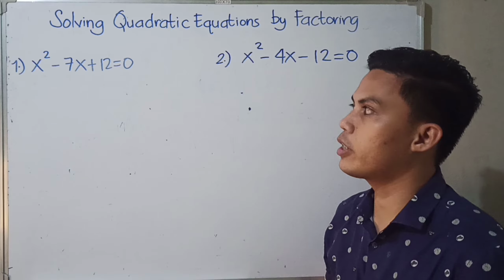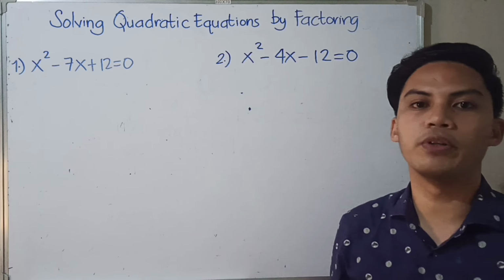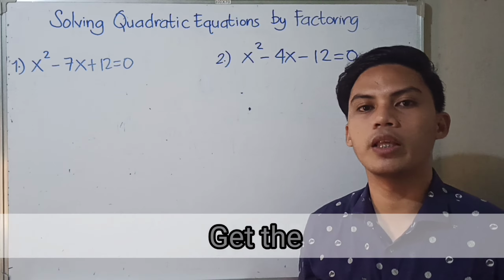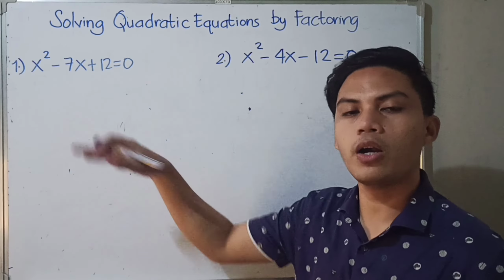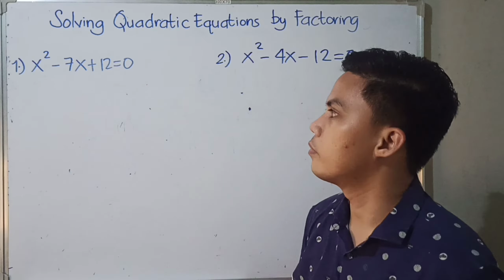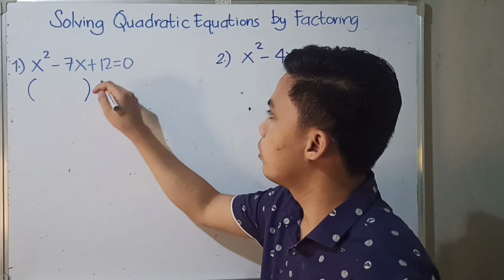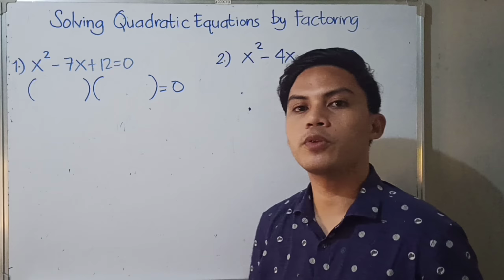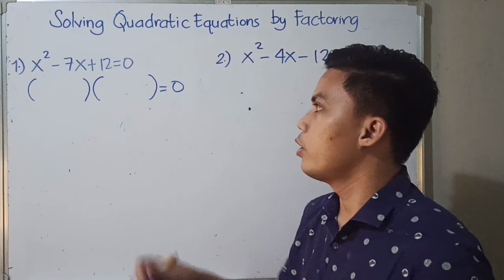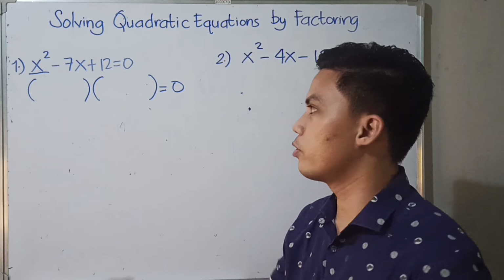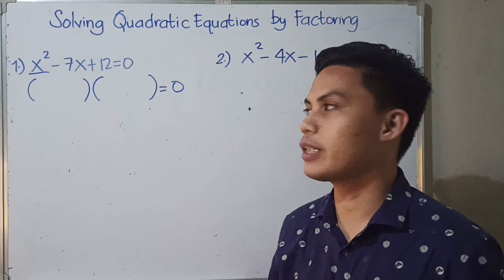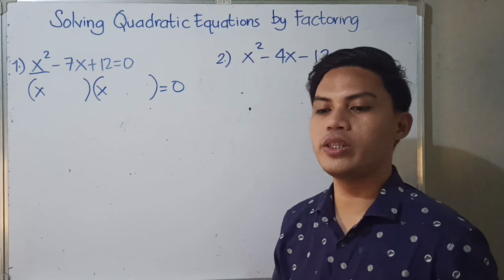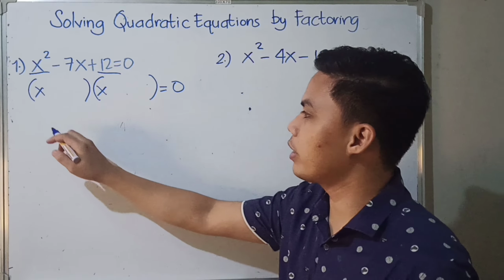X squared minus 7x plus 12 is equal to 0. So, ang pinakauna nating kailangan gawin is of course, we need to get the factors of the given. So, how are we going to get the factors for number 1? Okay. So, ang first step, kukunin muna natin yung square root ng first term. So, ang first term natin is x squared. So, the square root of x squared is x. So, we're going to write here x and x. So, we're going to focus with the third term. So, ang third term natin is 12.